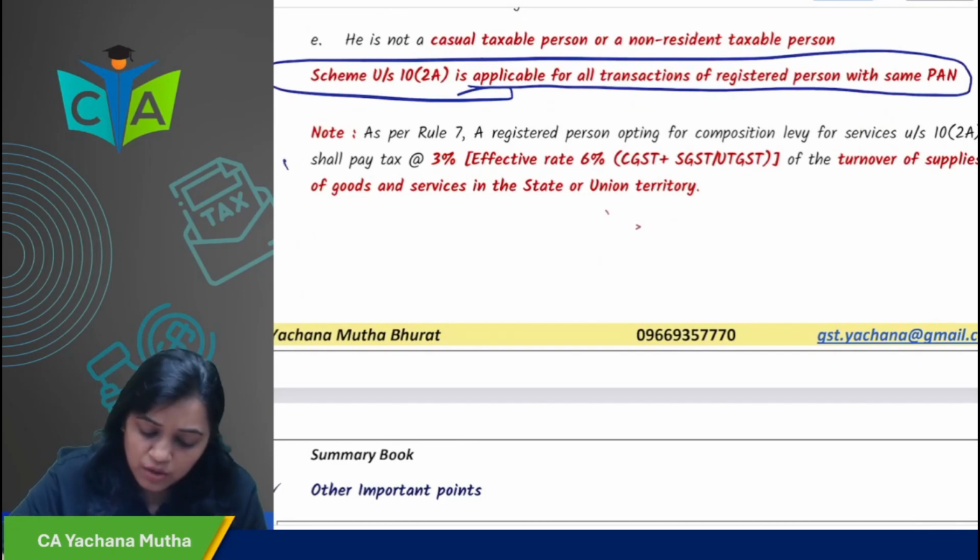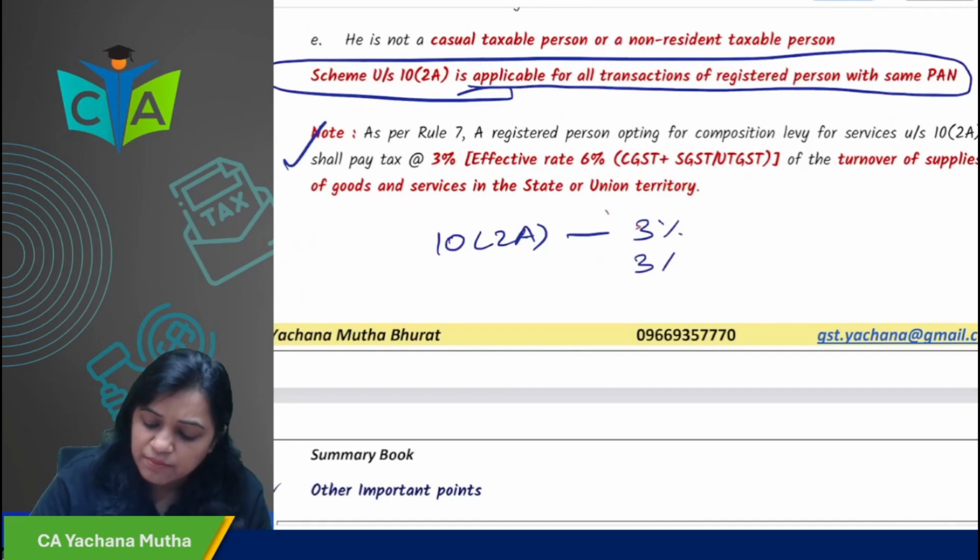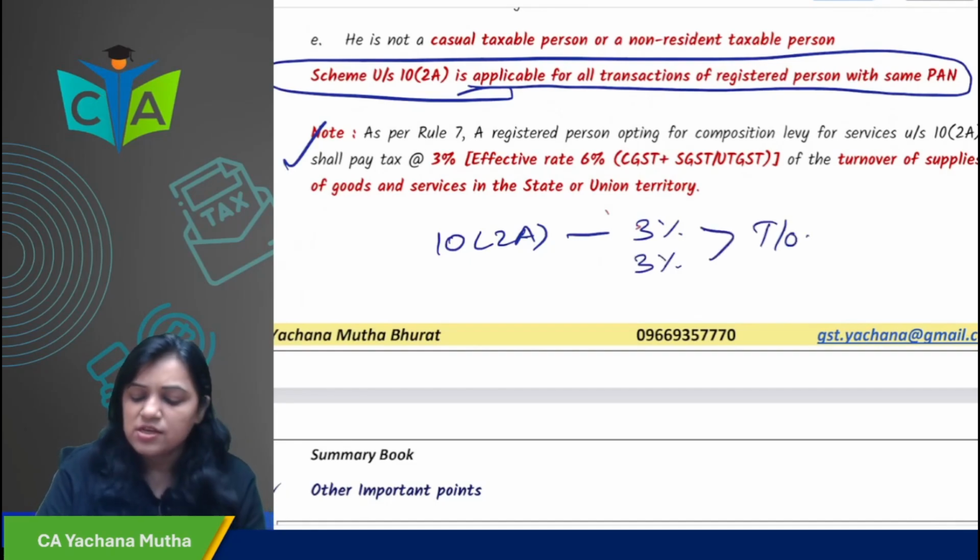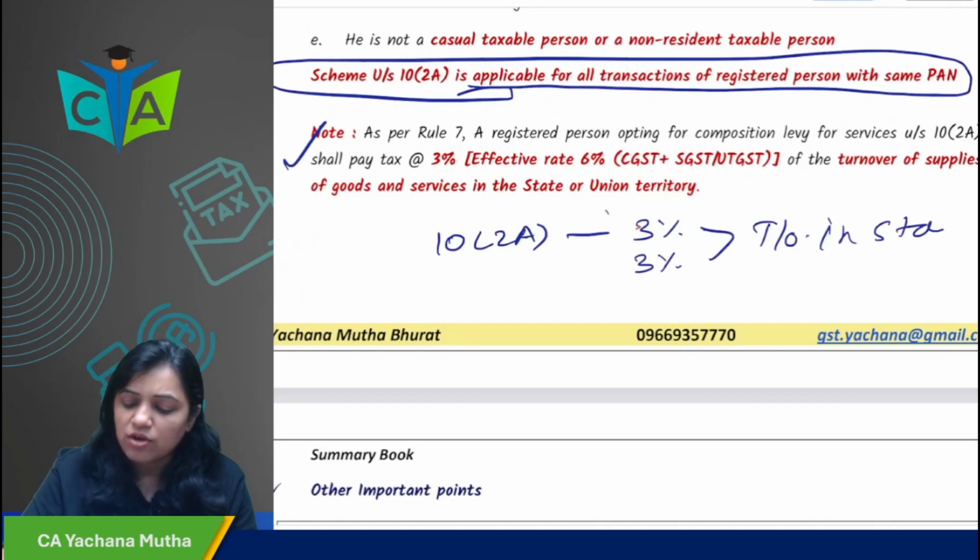So again, in 10(2)(a), what is the rate? Very simple: 3% CGST, 3% SGST of turnover in the state or union territory. In state or union territory, this definition we have already seen.